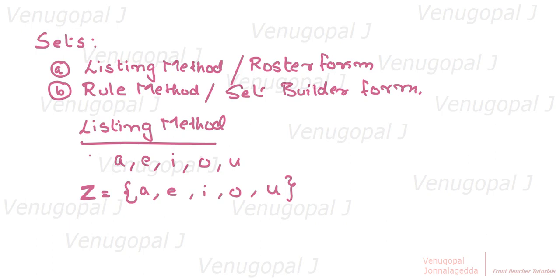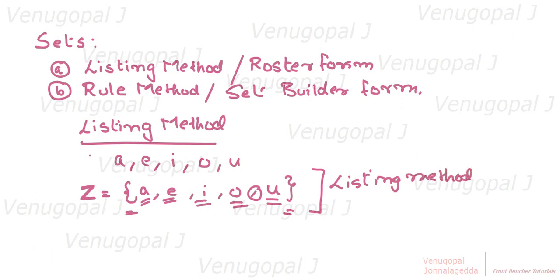Okay, so you can see in this particular set, I've opened it with curly braces and separated these elements A, E, I, O, U using a comma separator. So this form of writing a set or representing a set is called a listing method. Okay, so now let me rub this off.